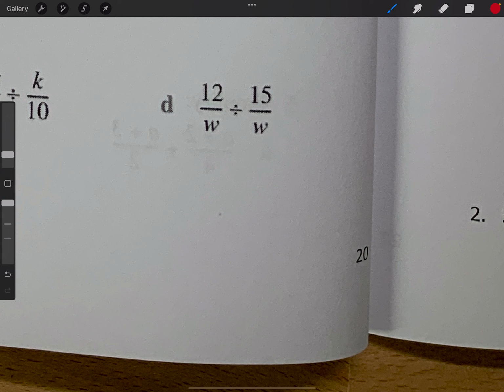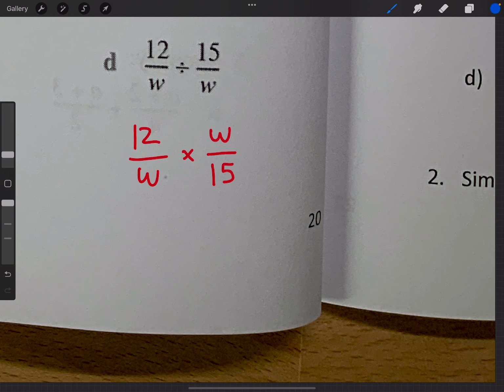Let's start with the first one being 12 over W. That one there. Now we've got to flip, because we're dividing, we've got to flip the second fraction, which will be W over 15. And we change it to a times. Now this time we can simplify. Now we're doing multiplication, so we can simplify.